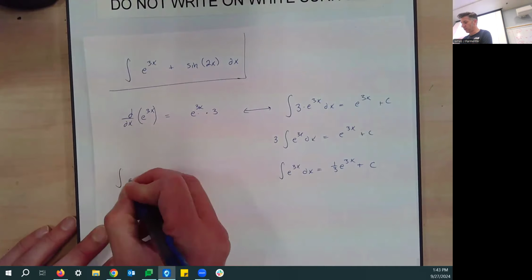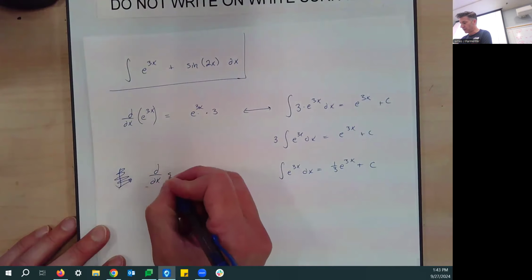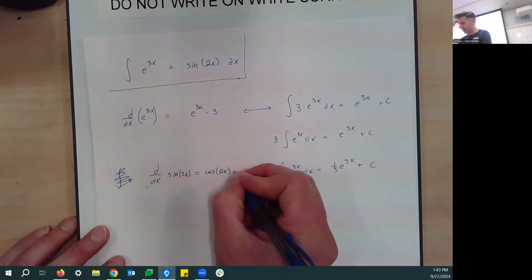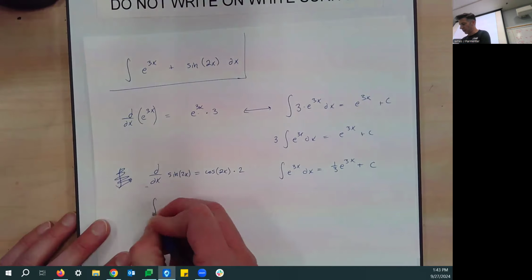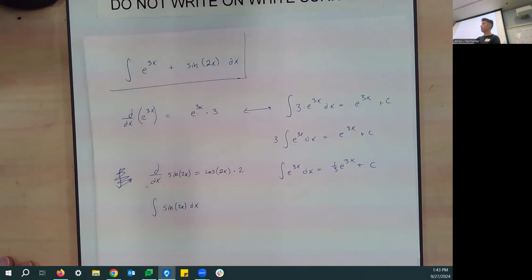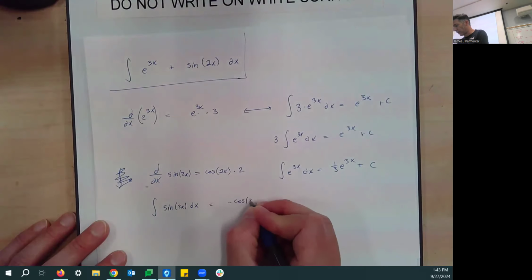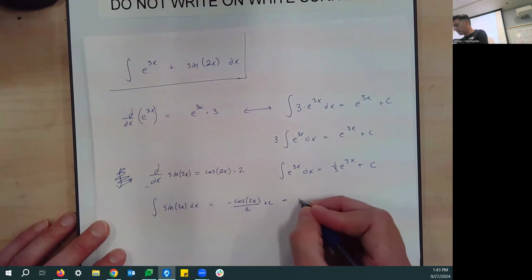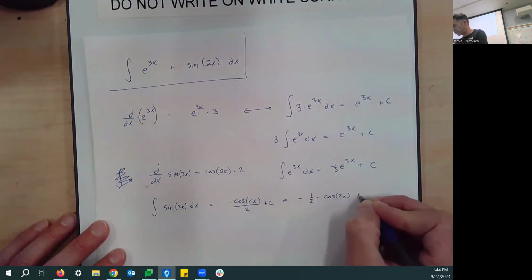The same is true for the sine of 2x. The derivative of sine of 2x is cosine of 2x times 2. The antiderivative of sine of 2x, well, it's not cosine, it's negative cosine, but it is negative cosine of 2x divided by 2. Or if you prefer, and I do here, negative 1/2 times cosine of 2x.